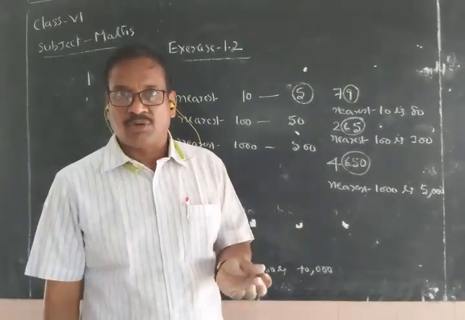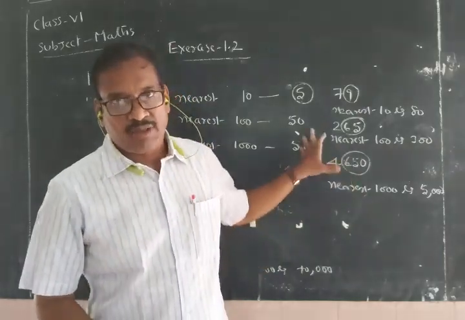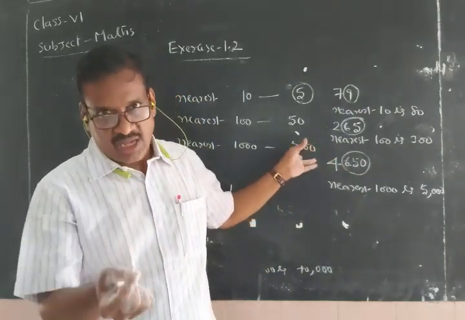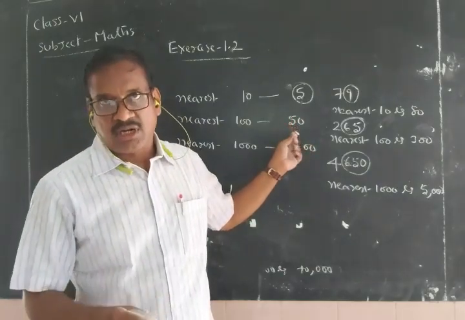Completed three topics: nearest 10, nearest 100, and nearest 1,000. So today is complete. Tomorrow, in the next class, I will explain the expanded form of numbers and the short form of numbers.